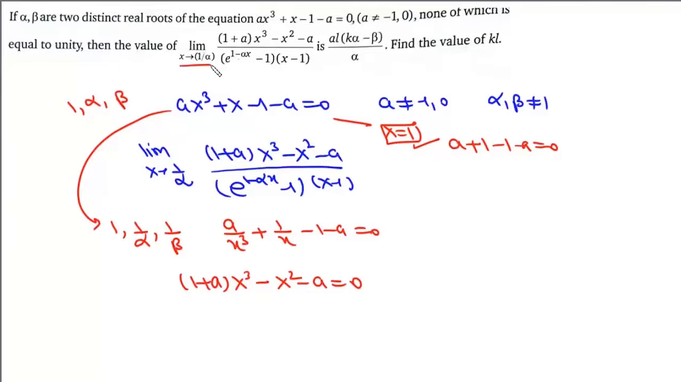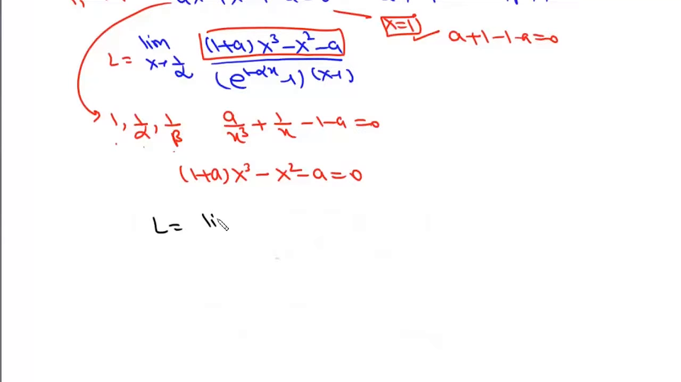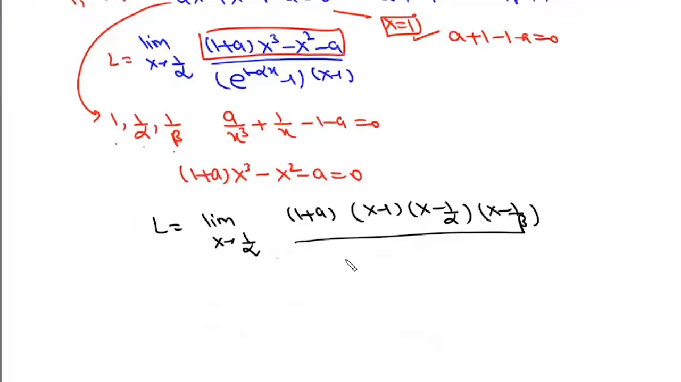So if we take this limit x tends to 1 by alpha, then 1 plus a x cube minus x square minus a will be 0, as 1 upon alpha is one of the roots of this equation. So basically now we know that this equation has roots 1, 1 upon alpha and 1 upon beta. So we can write this limit L as limit x tends to 1 by alpha, and if we factorize it, we can write this as (1 plus a) into (x minus 1) (x minus 1 upon alpha) (x minus 1 upon beta) upon (e to the power 1 minus alpha x minus 1) into (x minus 1). Now this x minus 1 will cancel.